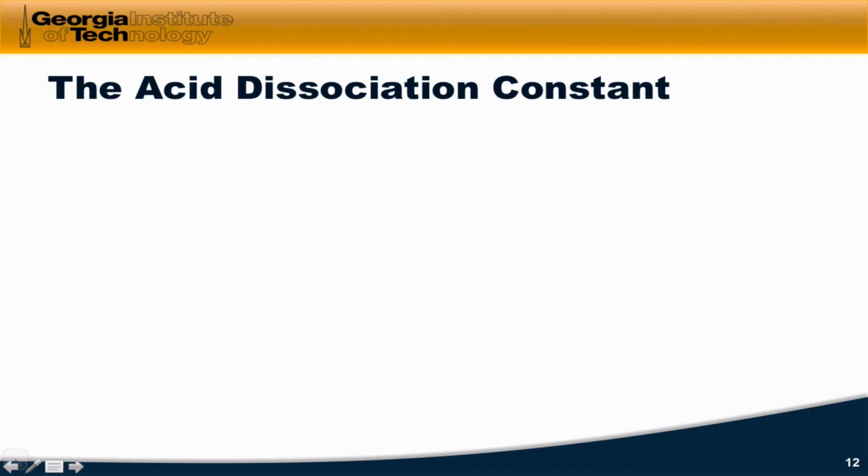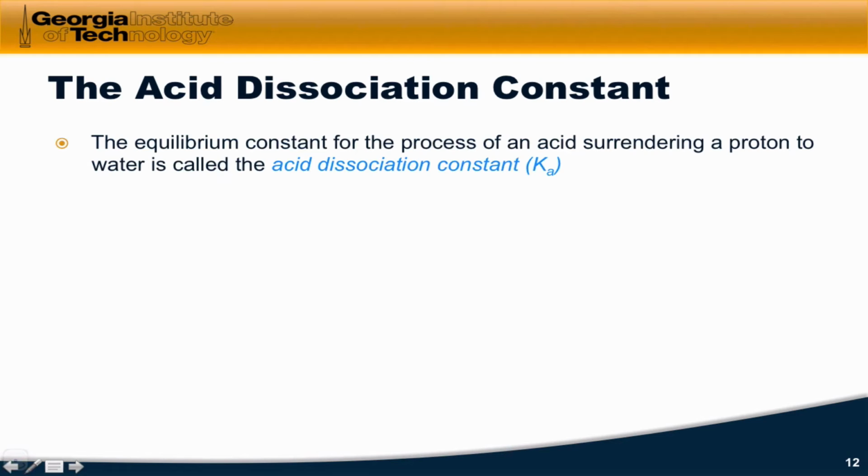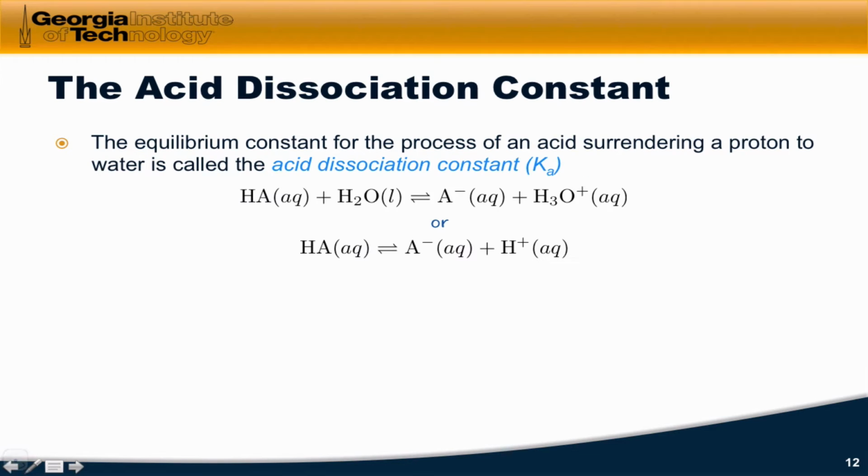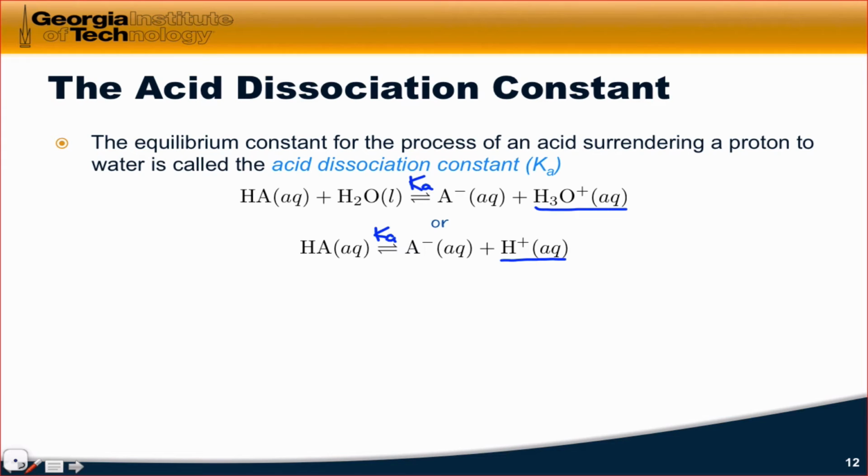For an acid dissociation equilibrium, an acid reacting with water to form H3O plus and A minus, the key equilibrium constant is known as the acid dissociation constant, Ka. Ka is the equilibrium constant for both of these processes. The reaction of HA with H2O to form A minus and hydronium H3O plus, or the equivalent reaction HA forming aqueous A minus and the solvated proton H plus. Remember, we've treated H3O plus and H plus aqueous as equivalent species.